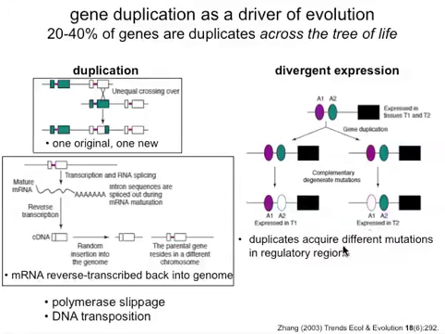So duplicates acquire different mutations in regulatory regions. This is going to affect the expression of the gene product in different tissue types, perhaps, or at different developmental times, perhaps, or alter the way that the expression of the gene responds to different stimuli. So that can result in divergent expression and then ultimately the divergence of the proteins in general.